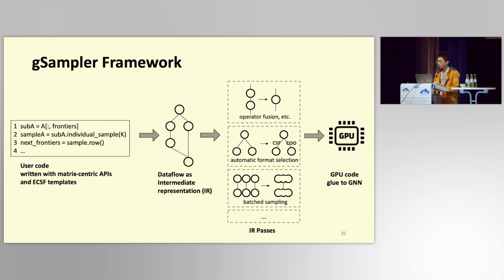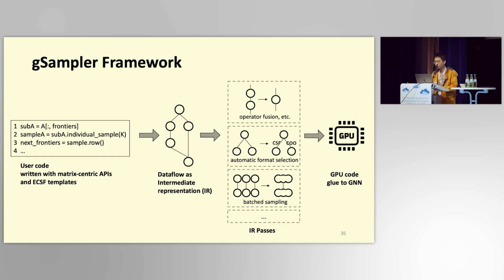We generalize not only the modeling, but also the execution and the optimization. To do so, we put everything together into our sampling framework, gSampler. As shown, it uses a data flow intermediate representation, and gSampler takes the user code specified using our API and template as input, and translates it into a data flow IR. Following this, we construct many transparent and general code optimizations within the IR layer.